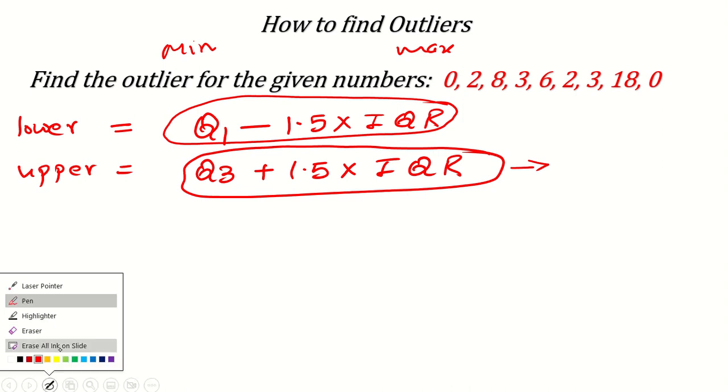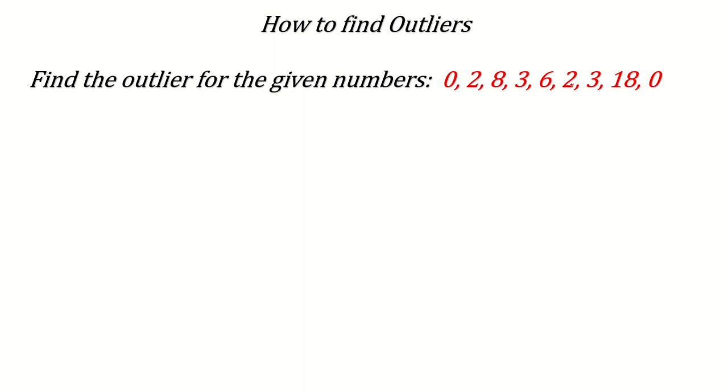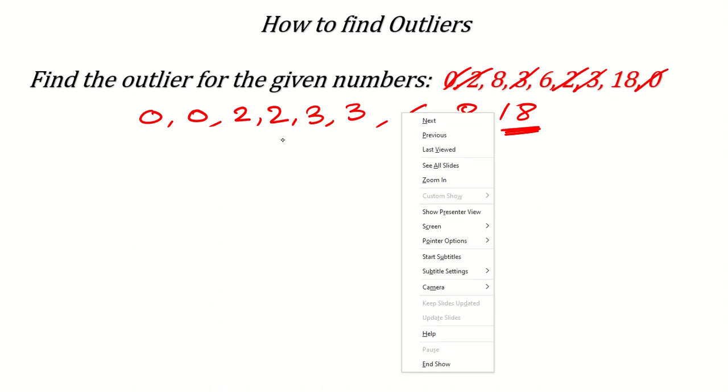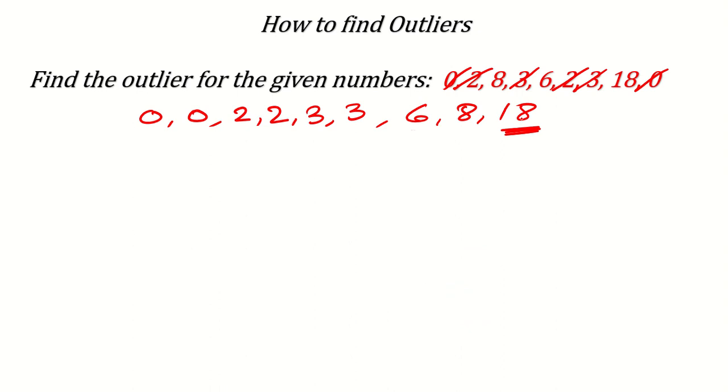It means you will have to do everything that I told you in my last video. So let's complete the question. First of all we'll write the numbers in proper increasing order: 0, 0, 2, 2, 3, 3, 3, then 6, 8 and 18. Now it seems that 18 should be an outlier, but we are going to check. Because all other numbers are below 10, but this number is far above 10. So 18 seems to be an outlier, but we will check this.